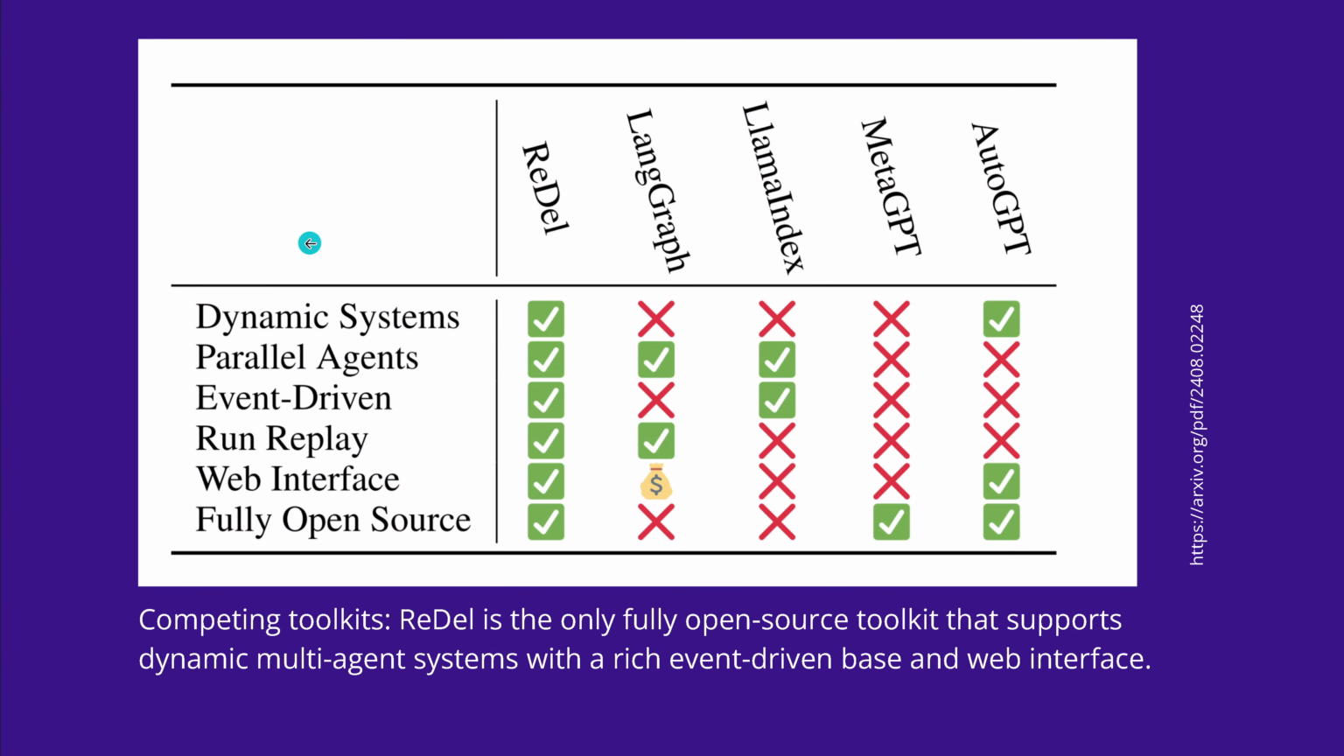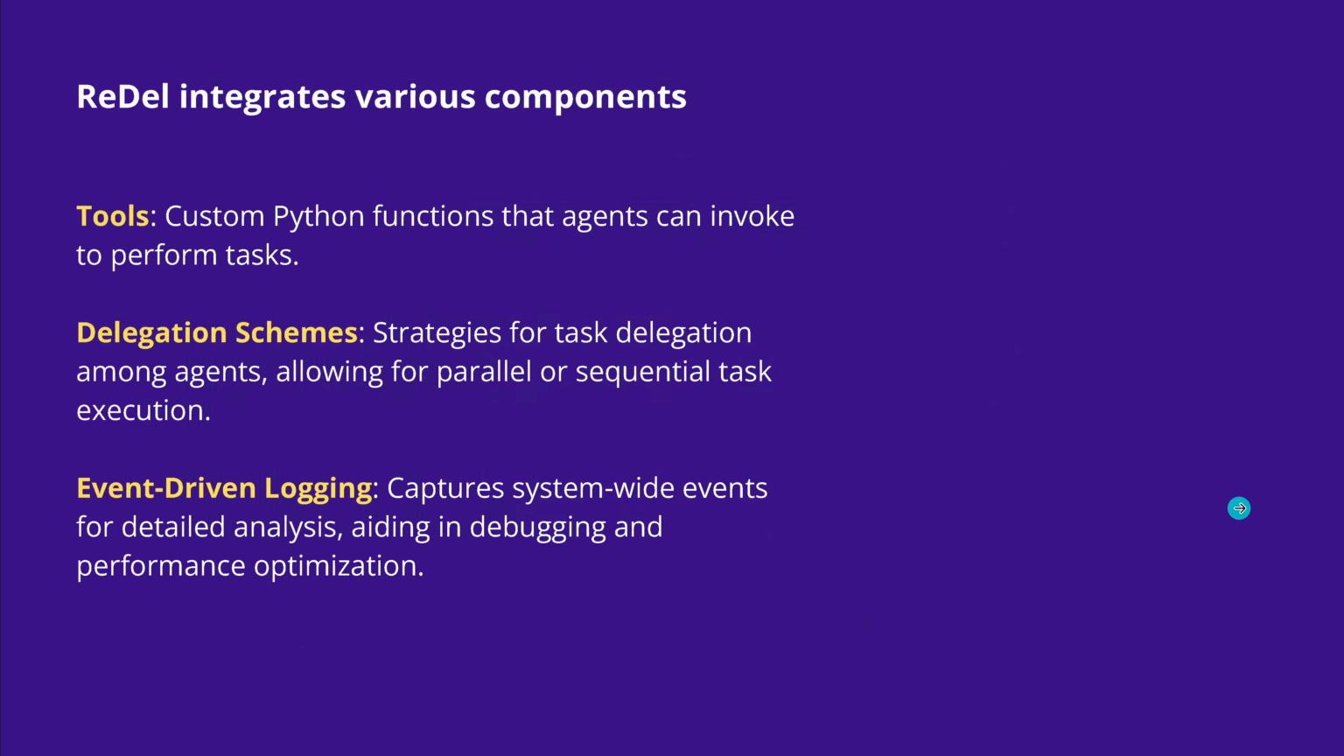Here I want to give you the comparison with competing toolkits. You have here LangGraph, LlamaIndex, MetaGPT, and AutoGPT. And here you see that this particular toolkit says it is the only fully open source toolkit that supports dynamic multi-agent systems with a rich event-driven base and web interface. And here you have the different functionalities that are explained in detail in the paper.